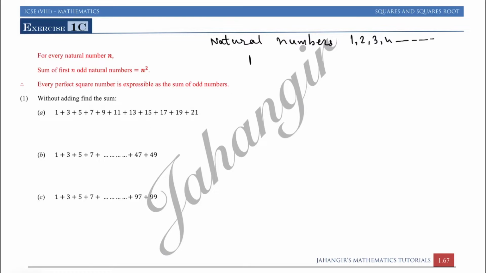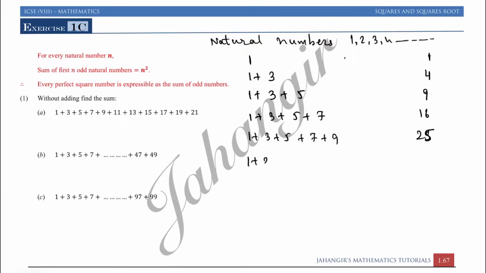If you are taking some n odd natural numbers, 1 is an odd number, so its total is 1 only. If you are taking 1 plus 3, its total is 4. 1 plus 3 plus 5, its total is 9. 1 plus 3 plus 5 plus 7, its total is 16. 1 plus 3 plus 5 plus 7 plus 9, its total will become 25. 1 plus 3 plus 5 plus 7 plus 9 plus 11, 36.